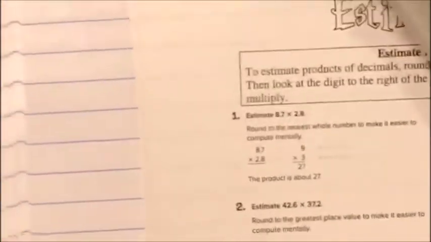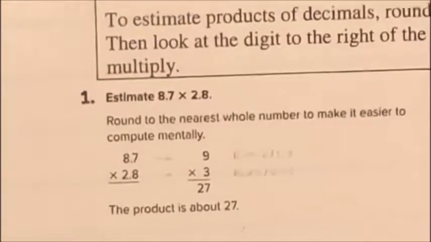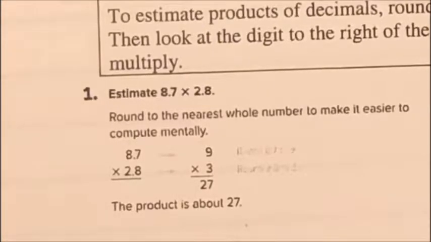Okay, so I'm going to look at an example here. So example number 1 says estimate 8.7 times 2.8. I want to round to the nearest whole number to make it easier to compute mentally. Okay, so basically to solve it.